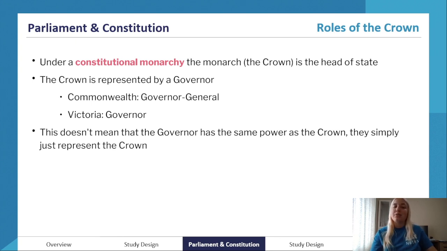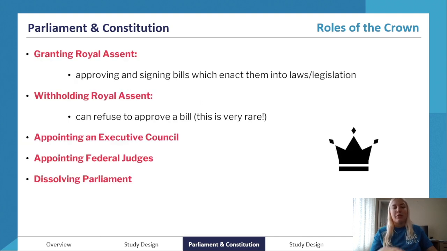So, the Crown is represented at Parliament level by a governor, if we're looking at Victorian level, and at Commonwealth level by the Governor General. This is just a representative of the Crown that signs off and grants that royal assent, approval for a bill to pass at the very end when it's been accepted by both houses. So the governor doesn't really have any powers like the Crown. They're just simply a representative of the Crown. This is kind of a formal step, really.